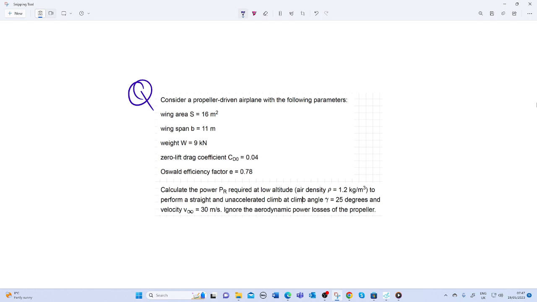Where the air density rho equals 1.2 kilogram per meter cube, to perform a straight and unaccelerated climb at the climb angle gamma equals 25 degrees and the velocity V infinity equals 30 meters per second. Ignore the aerodynamic losses of the propeller. That is, we are supposed to ignore other losses due to aerodynamic inadequacy from the propeller.